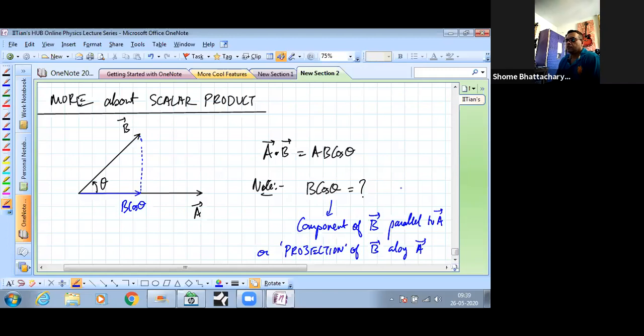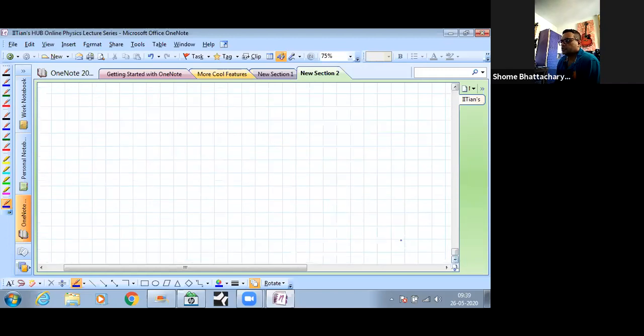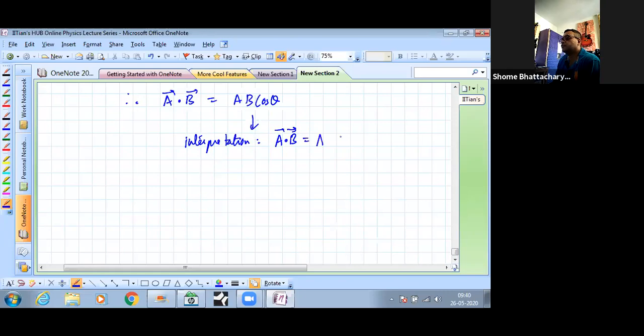Okay. So in other words, therefore, the dot product of A and B, which is AB cos theta, can also be interpreted. The interpretation of this is that A dot B is equal to the magnitude of A multiplied by the projection of B along A.